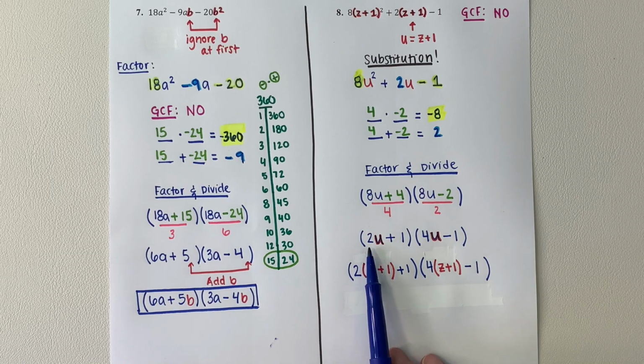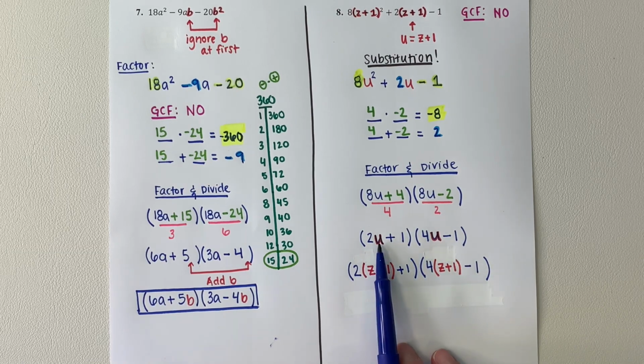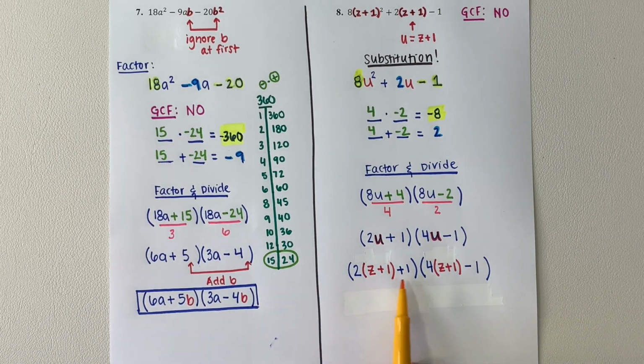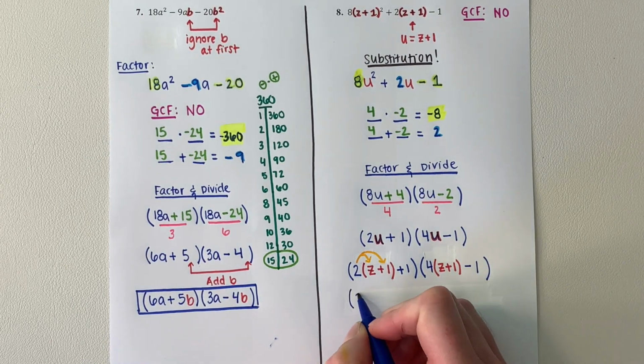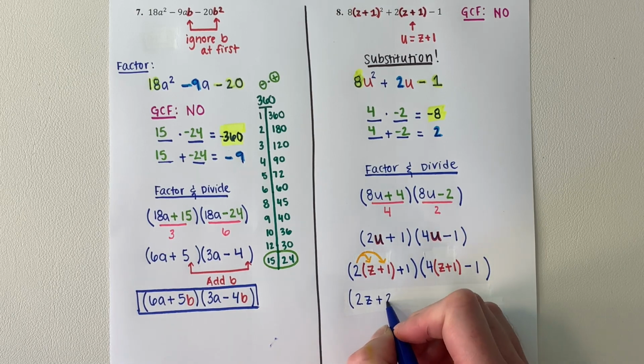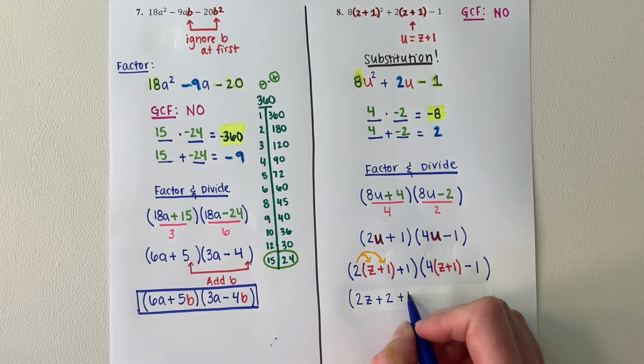So I've rewritten this exact problem, but where I see u, I replaced it with z plus 1. So I replaced this u with z plus 1, and I've replaced this u with z plus 1. Now we're almost finished. We just need to simplify this to get to our final answer. To simplify, let's distribute this 2. 2 times z will give us 2z. 2 times 1 will give us a positive 2, and then we'll bring down the plus 1.